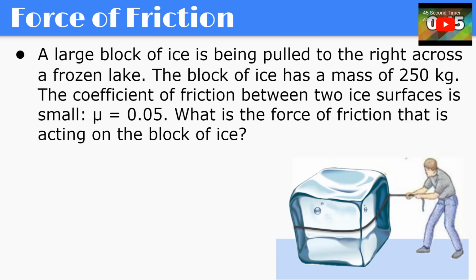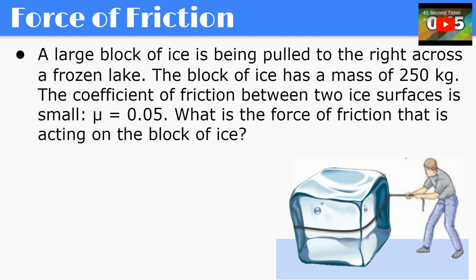A large block of ice is being pulled to the right across a frozen lake. The block of ice has a mass of 250 kilograms. The coefficient of friction between the two ice surfaces is small. Mu equals 0.05. By the way, if mu is 0, it is frictionless. Okay, so this is a very small number. What is the force of friction that is acting on the block of ice?